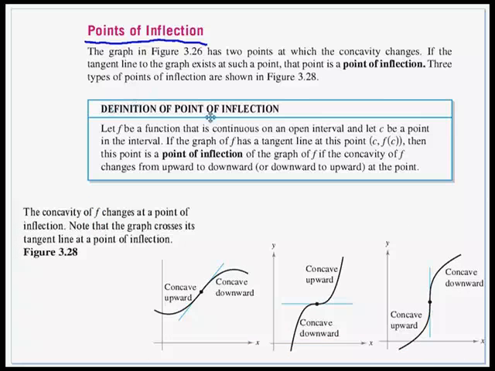So here's our official definition of a point of inflection. Let f be a function that is continuous on an open interval, and let c be a point in the interval. If the graph of f has a tangent line at this point, c comma f of c, then this is a point of inflection of the graph of function f if the concavity of f changes from upward to downward or downward to upward at this point.